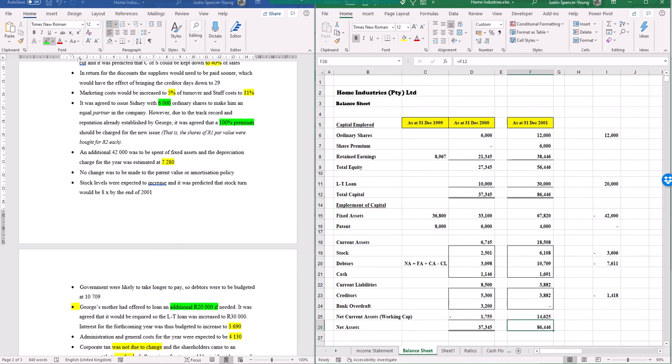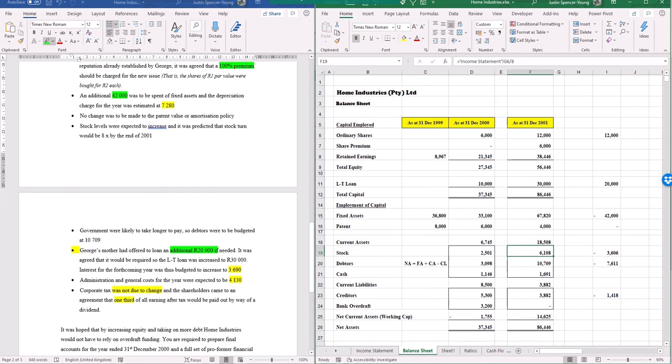Head on, fixed assets. So we've got to take the 33,100. We must add in the 42,000 of additional and then subtract out the depreciation to get to 67,000. The patent's easy, you just deduct the 2,000 again. And now we head on to the stock.